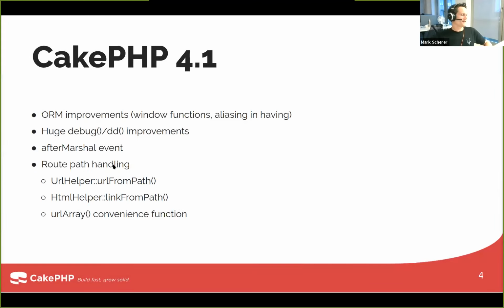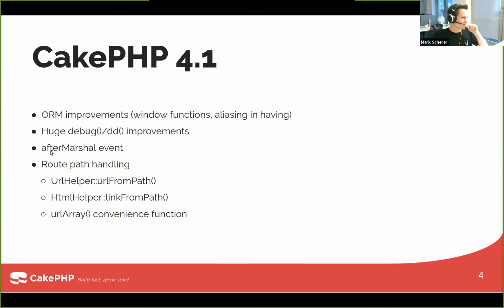So in 4.1, there will be quite a few improvements to the ORM. In fact, if you open up the diff of current 4.0 to 4.1, you will see that half of the code changes are around the ORM improvements and all kinds of enhancements that have been built there. There is a huge debug, a DD improvement built in now in the 4.1 version, thanks to Mark Story. I can show that in a second.